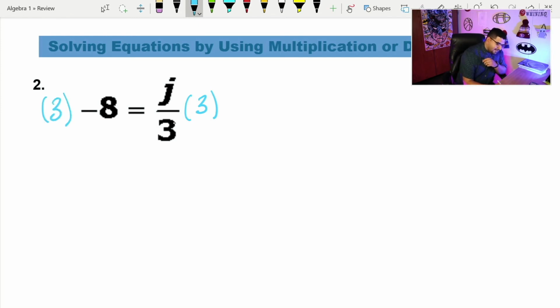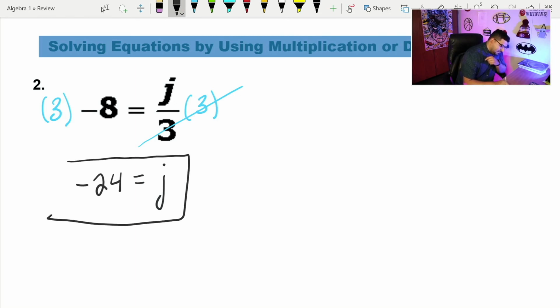Again, if you multiply a fraction by its denominator, it cancels out. Those two go away. I'm left with j on the right side. 3 times negative 8 is nothing but negative 24. Leaving this to be my final answer. If you want to rewrite it, you can put j equals negative 24, that's also okay. That's also correct.